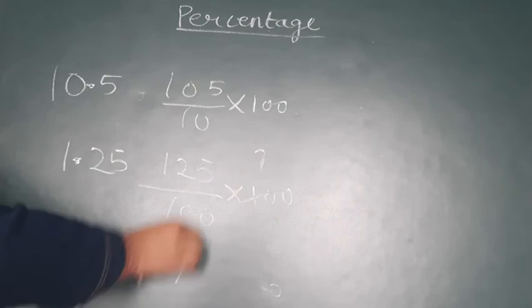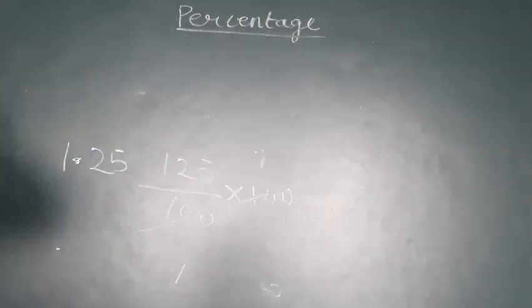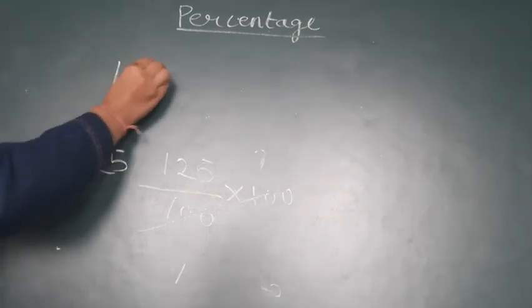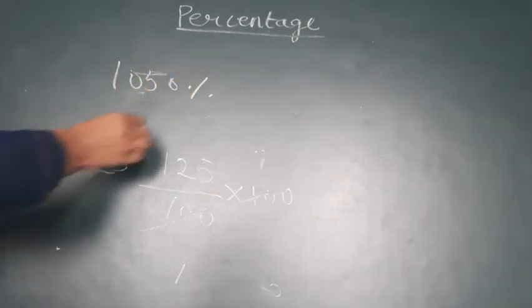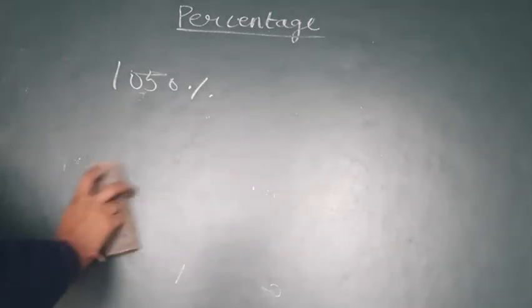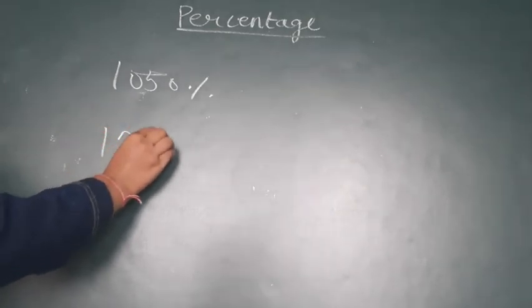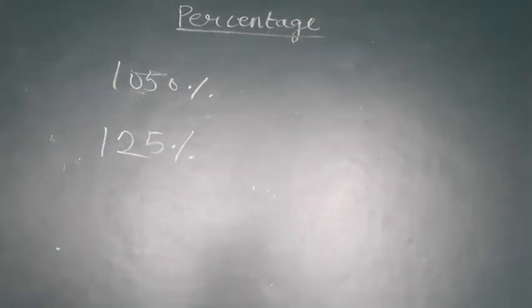So this and this will be cancelled, this and this will be cancelled. Now 105 multiplied by 10 will be 1050. So 10.5 in percentage is 1050% and 1.25 in percentage is 125%. Okay students? This is how you have to convert the decimals into percentage.